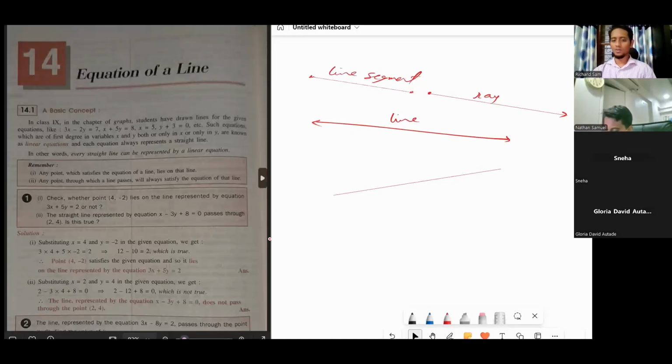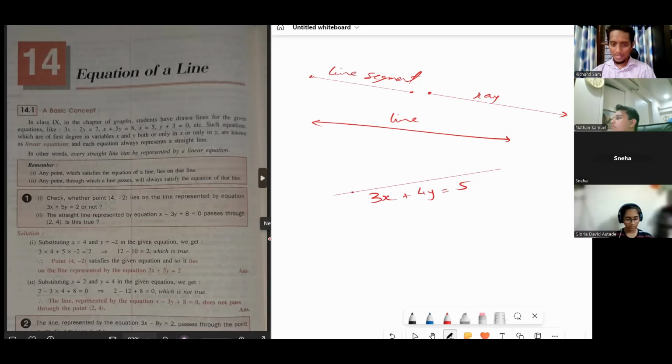Now suppose I give you an equation of a line. An equation of a line looks something like this. It will have an x term, it will have a y term, and it will have a number. Now take any point on this line, any coordinates. Say this point is (2, 3). Say this point is (-5, 7). Every point has coordinates.